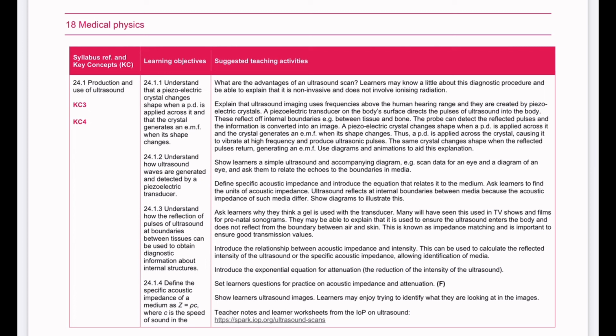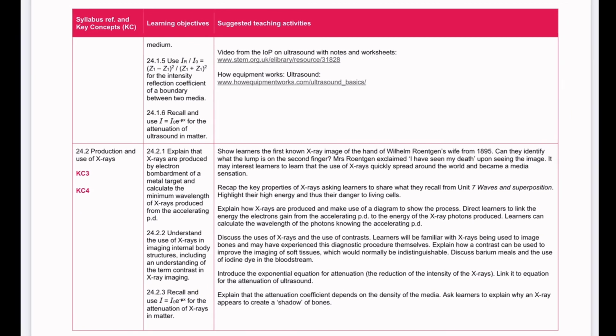24.1.3. Understand how the reflection of pulses of ultrasound at boundaries between tissues can be used to obtain diagnostic information about internal structures. 24.1.4. Understand the specific acoustic impedance of a medium as Z = ρc, where c is the speed of sound in the medium.